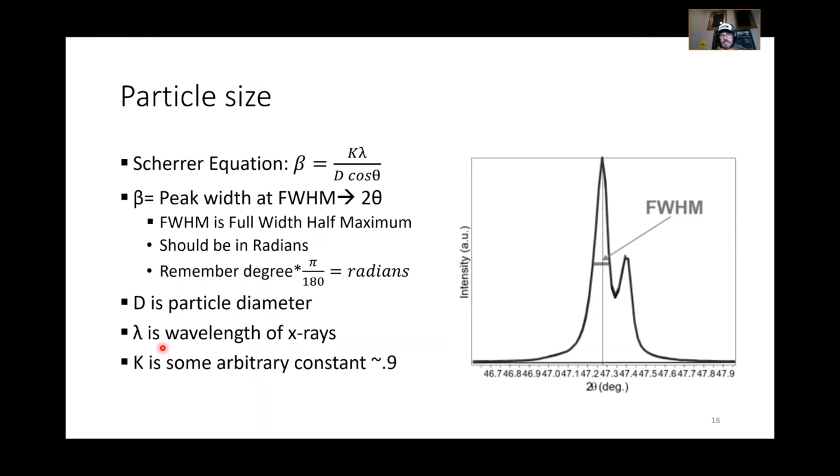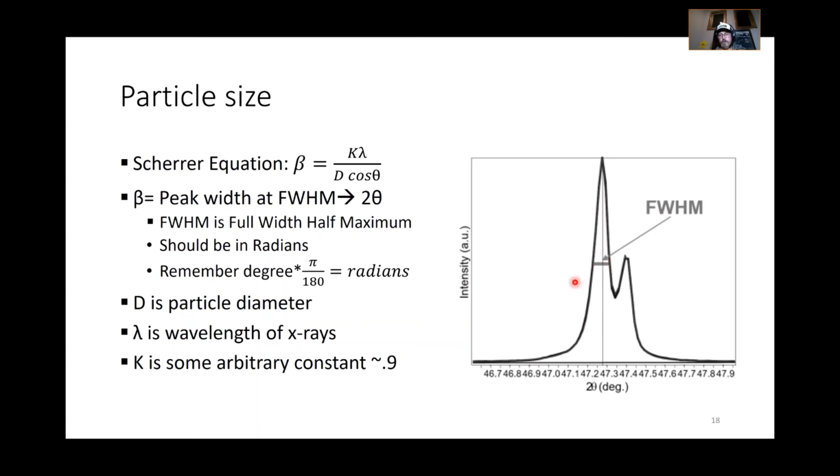Here's another depiction of full width half maximum, and if you're using smaller slits, sometimes you can resolve these kind of doublet peaks. And this could actually be 2 substances, 2 phases, 2 elements. And if you look at the scale, we're at 46.7 degrees on the 2 theta axis to 47.9. Very precise XRD is. So again, here you're measuring the full width half maximum.